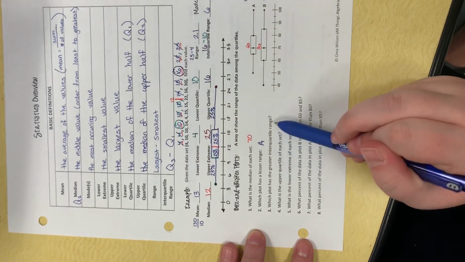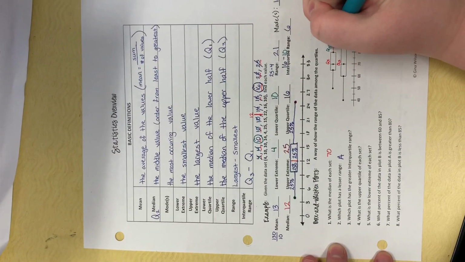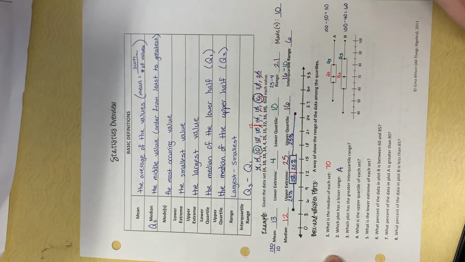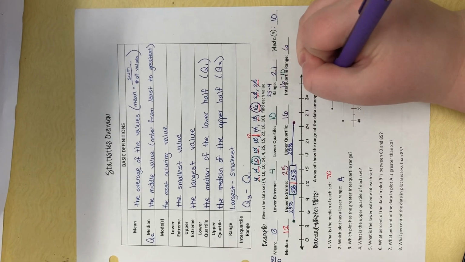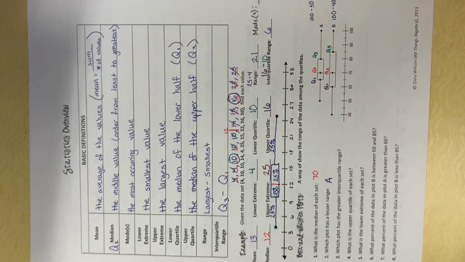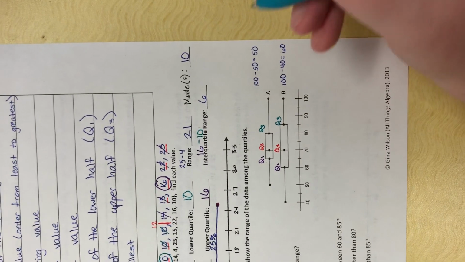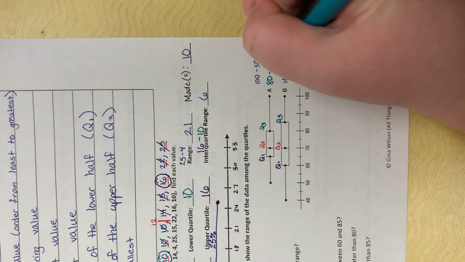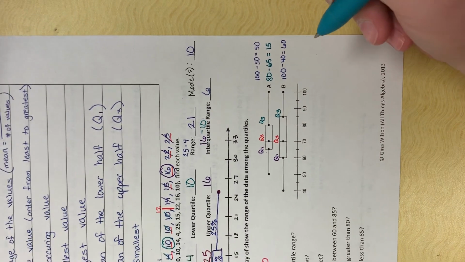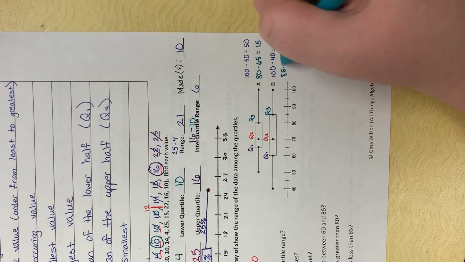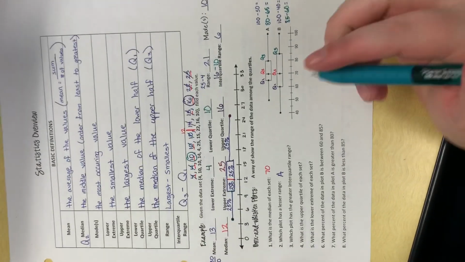Interquartile range, that's Q3 minus Q1. So right here is Q3, remember, that's the third quarter of your data, and right here is Q1. So the interquartile range would be this one minus that one. That would be 80 minus 65, which is 15. And then right here I got 85 minus 60, and I got 25. So the one with the greater interquartile range would be B.